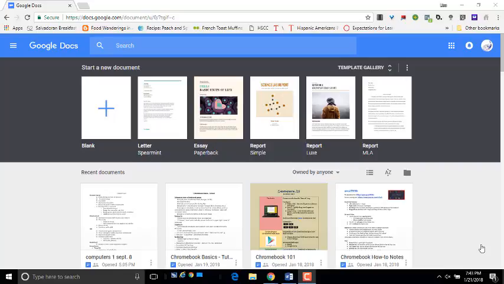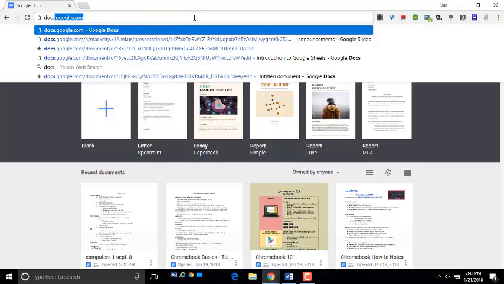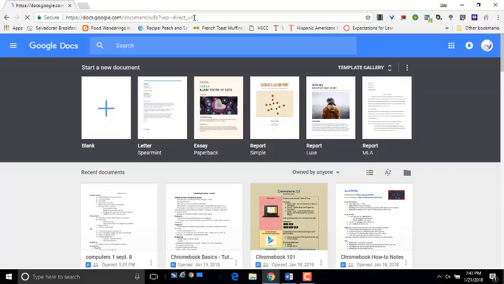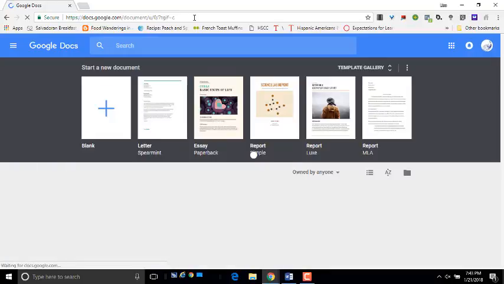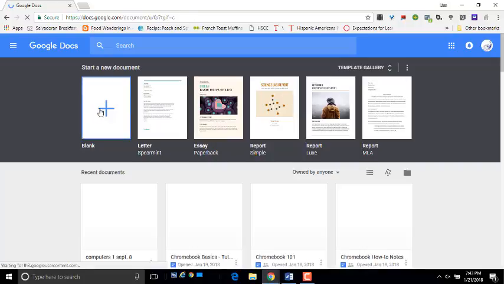If you do want to use Google Docs, if you're not familiar with it, all you need to do is in your address bar of your browser, and it does work best in Google Chrome. Just go to docs.google.com. You will need to be logged on to your school account, and when it comes up, just go to blank.